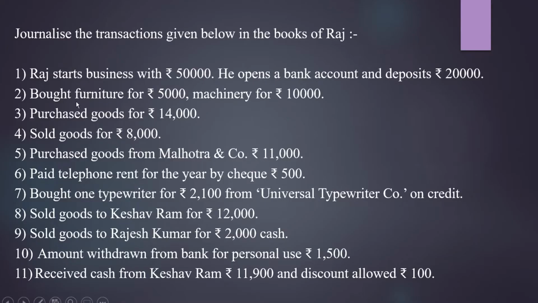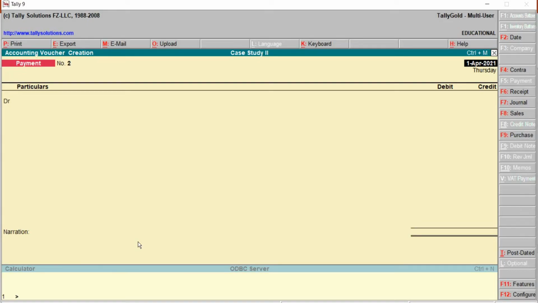The next transaction, purchased goods for rupees 14,000. This particular transaction can be recorded either in payment voucher or purchase voucher. Let's see this particular recording. Payment voucher, debit. Debit will be purchase account. This has to be created. Alt C to create.